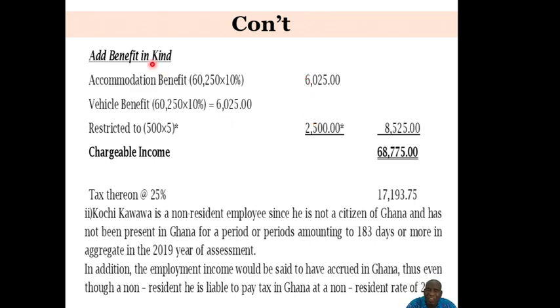Now when you add the benefit in kind to the cash benefit, the result is the assessable income. If there are no reliefs, in this question, Kochi is not enjoying any relief. Why? Because he is here alone, and the children too are not attending school here. So he will not enjoy any relief, and he doesn't qualify for social security and all that. So the assessable income therefore becomes what? The chargeable income. And being a non-resident individual, it will be taxed at a flat rate of what? 25%. That's all.